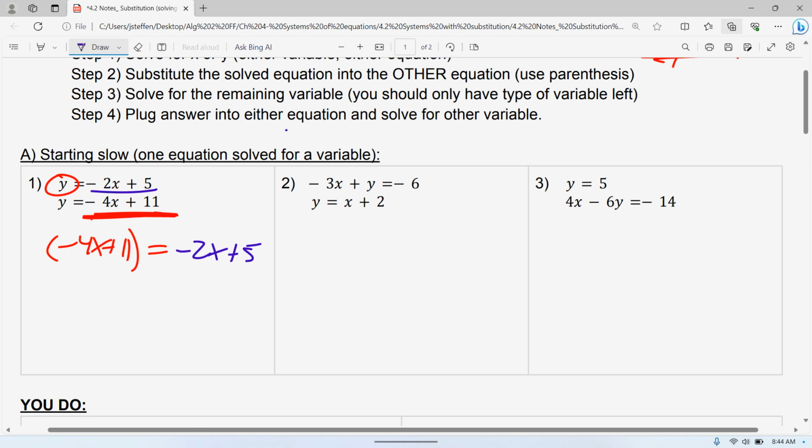Now, the punchline says solve for the remaining variable. Again, we should either only have x's or we should only have y's. If you have an x and a y, you did something wrong, because we cannot solve if it's just an x and a y at this point. That's why you need to get rid of one of your variables so we can solve for the other one. So we got rid of our y's, now we can solve for x.